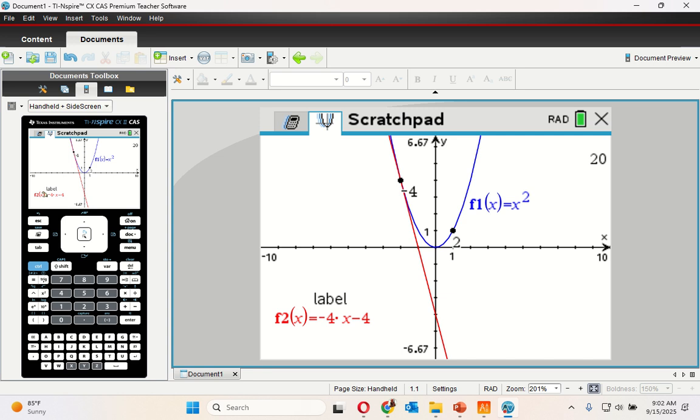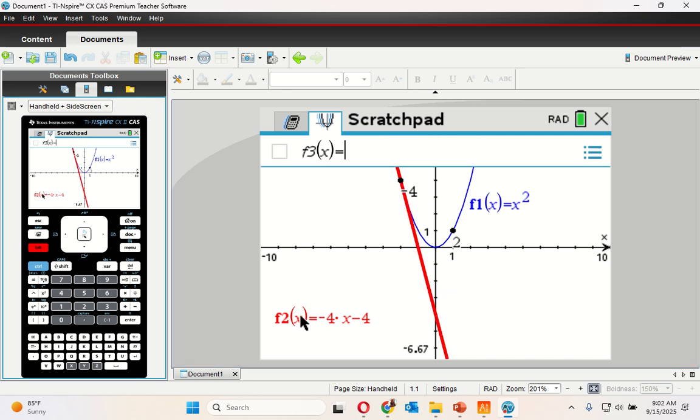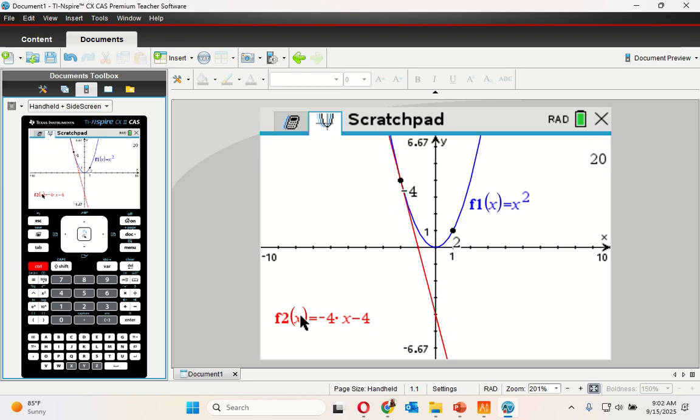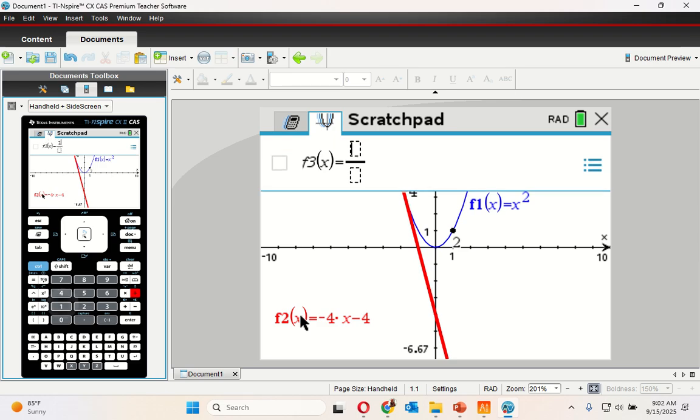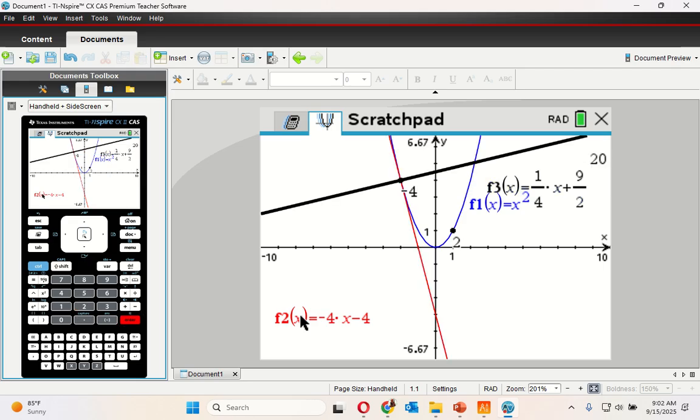So it touches at a singular point right there, and now I'm going to put the normal line. And that was control divide 1 over 4x plus 9 over 2. The reason why it doesn't look perpendicular is because it's not a square window, but it is perpendicular. If it was a square window, you would actually see it better.